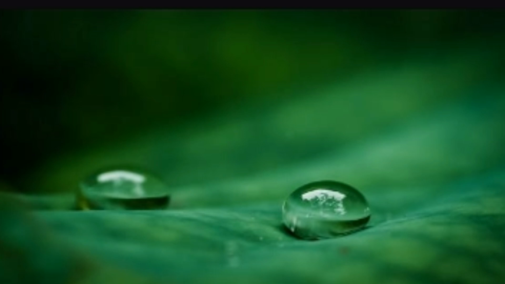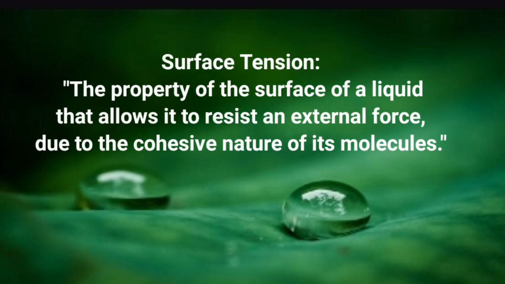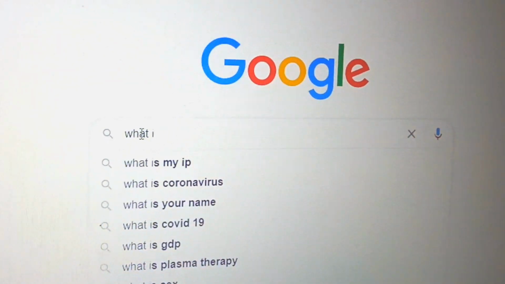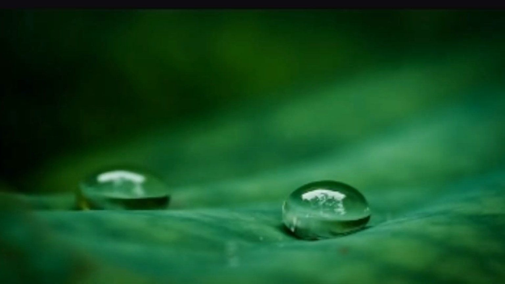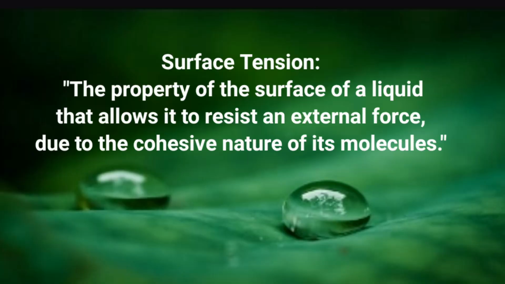Surface tension is the property of the surface of a liquid that allows it to resist an external force due to the cohesive nature of its molecules. This is the definition that you will find in Google when you search what is the definition of surface tension. But let's come to our way.